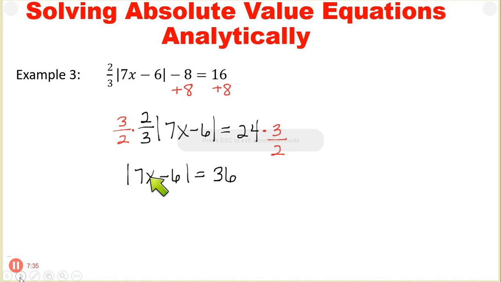What two numbers can I put inside of the absolute value that will give an answer of positive 36? Well, the first is 7x minus 6 equals 36 because 36 has an absolute value of 36. The other number that has an absolute value of 36 is negative 36. So we're going to separate it. And our second equation is 7x minus 6 equals negative 36. So now we're ready to solve.